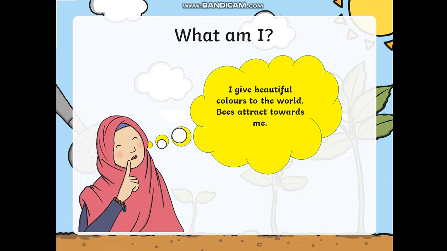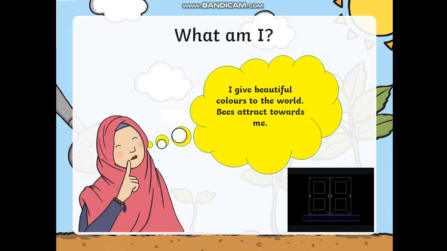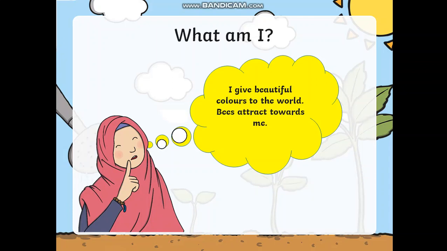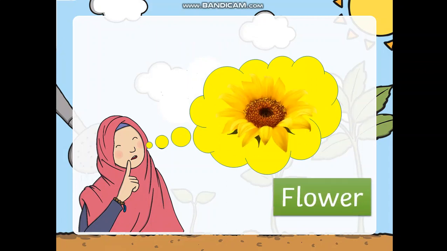I give beautiful colors to the world. Bees are attracted towards me. I wish you the best of luck. May I have 20 seconds on the clock, please? Your time starts now. You are a beautiful flower which gives color to the world.